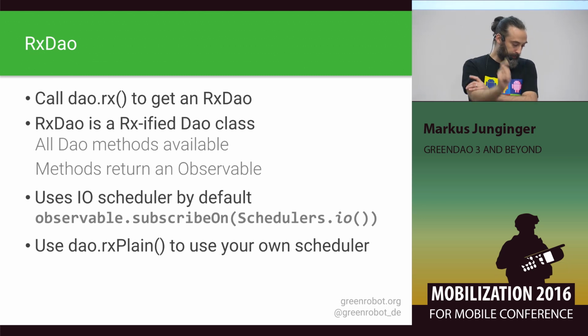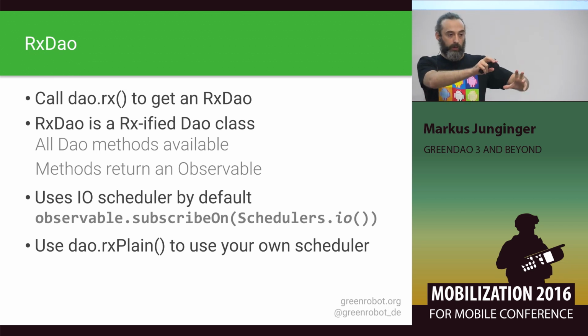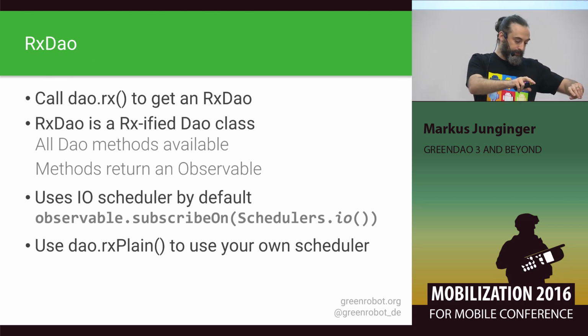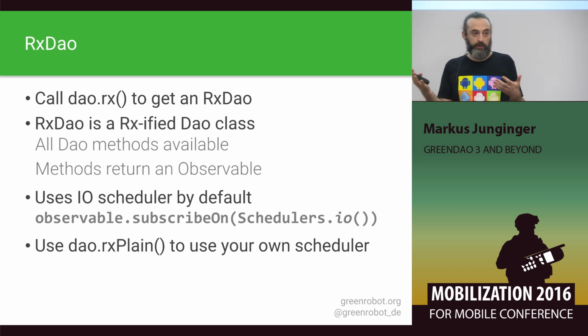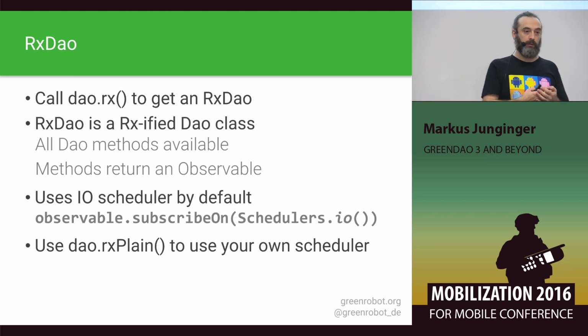So what do we have now? We have an Rx DAO. So if you already have a DAO in your code, you can just call Rx and you will get an Rx DAO, which offers the same methods, but usually returns an observable. So you can subscribe to that.